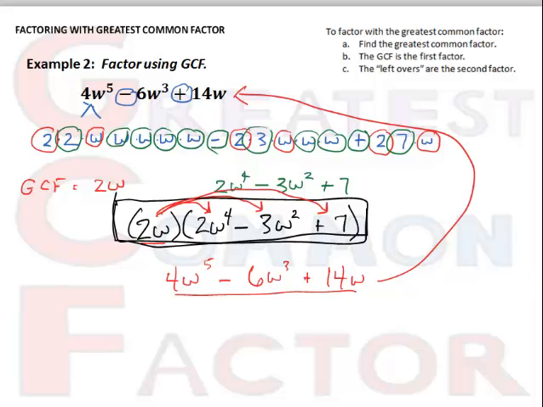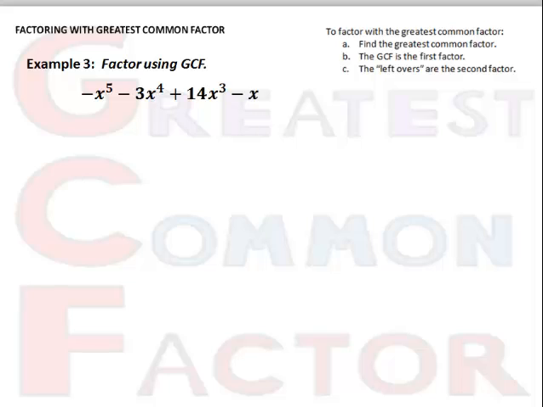Alright, one more example. Negative x to the fifth minus 3x to the fourth plus 14x to the third minus x. So we'll start out by finding the greatest common factor by factoring each of their prime factors. Alright, so I have this minus to start with. So since it's with the first term, I got to really make it a negative 1. And then I have 5 x's. Minus 3. I could have done plus a negative 1 times 3, but I'll just do minus 3. And it's got 4 x's.